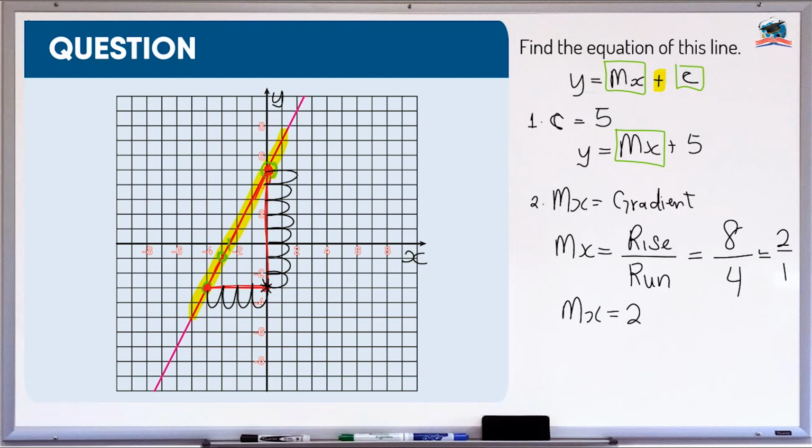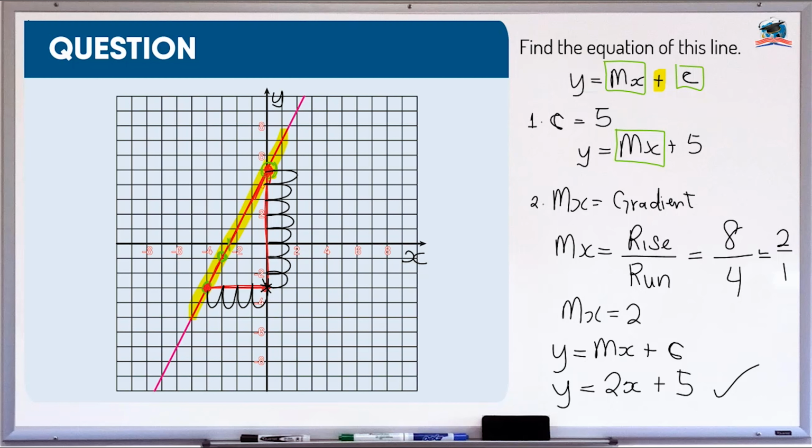Now let's rewrite the whole thing. Our equation is y is equal to mx plus c. So our gradient is 2, so we put a 2 there. We don't forget the x, we add the x to it. And we've actually obtained our c. Our c is 5, which is a plus 5, and we put the 5 there. And beautiful, we're done. So here, our answer is y is equal to 2x plus 5.